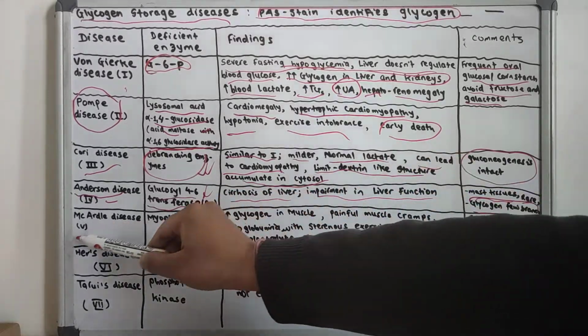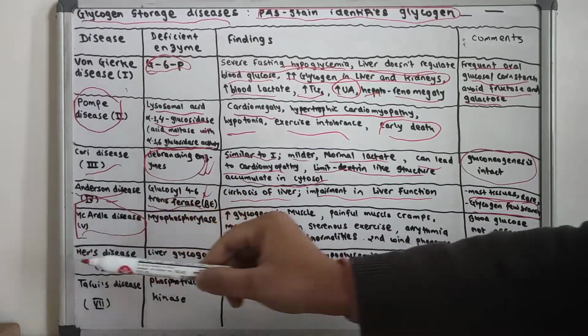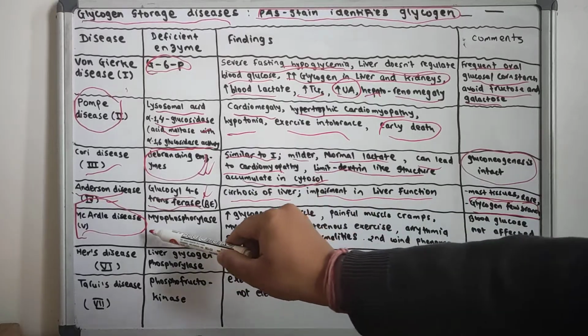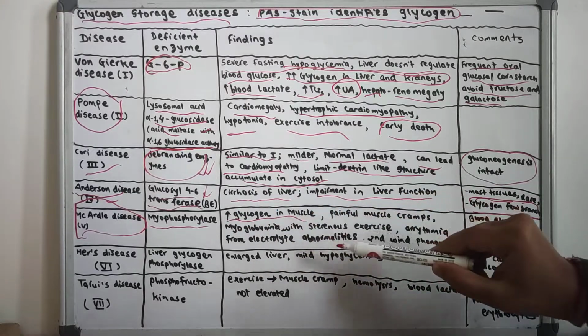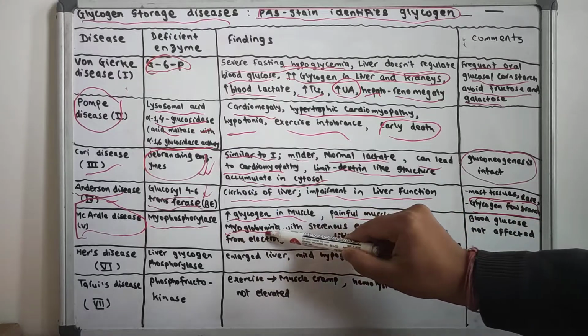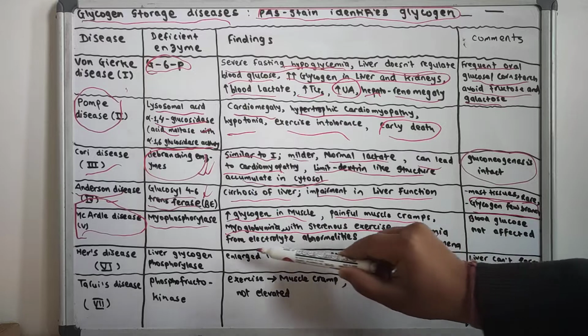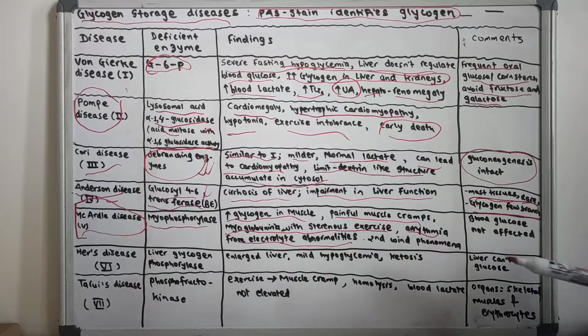Now let us talk about type 5 glycogen storage disease, that is McArdle disease. Here there will be a decreased amount of myophosphorylase. The skeletal muscle glycogen phosphorylase, myophosphorylase, is deficient, and it is characterized by a flat venous lactate curve with a normal rise in ammonia levels during exercise, and increased glycogen in muscles. There will be painful muscle cramps, myoglobinuria with strenuous exercise, and arrhythmia due to electrolyte abnormalities. There is also the second wind phenomenon, noted during exercise due to increased muscular blood flow.